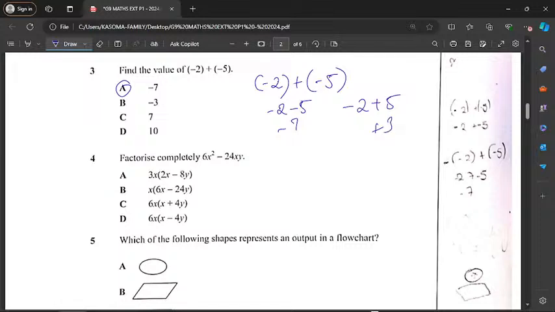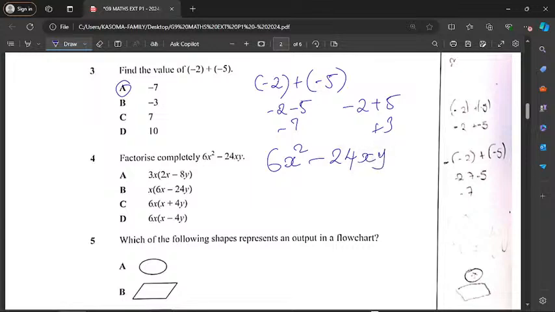So when you have different signs, you pick the sign of the bigger number and then you subtract the numbers. Okay, we come to question 4, which is: factorize completely 6x squared minus 24xy. So what I'm going to do is rewrite the expression, which is 6x squared minus 24xy.